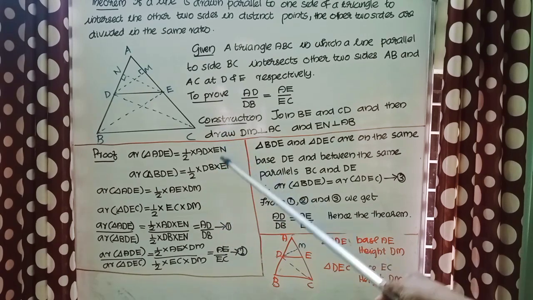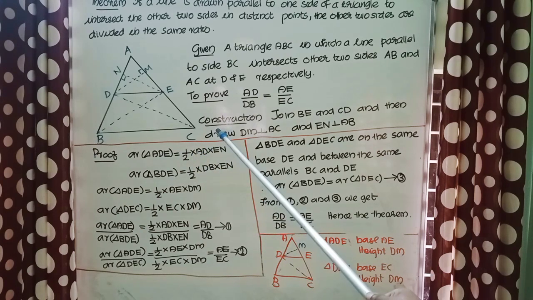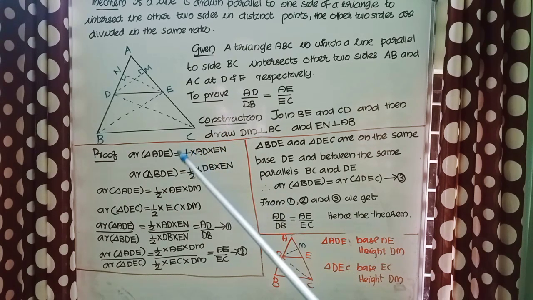So we have got here four equations. Area of triangle ADE equal to half into AD into EN. Area of triangle BDE equal to half into DB into EN. Again, area of triangle ADE equal to half into AE into DM. Area of triangle DEC equal to half into EC into DM.